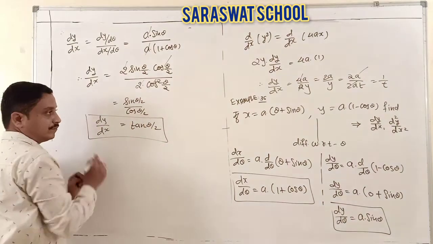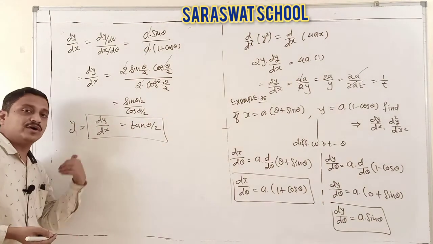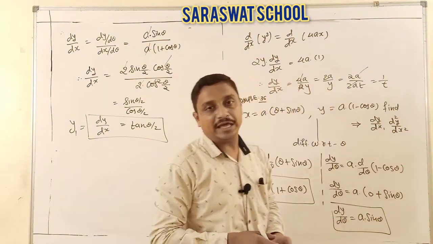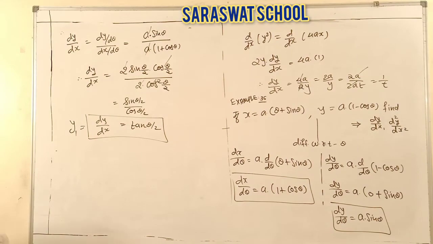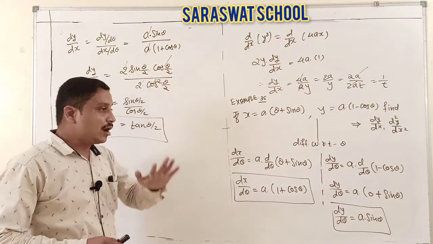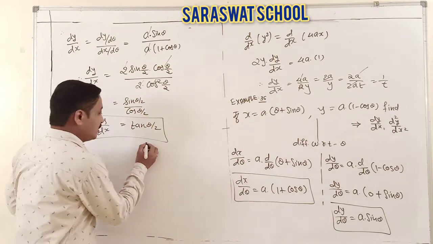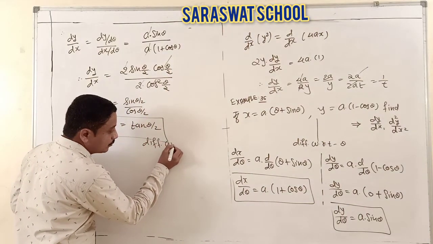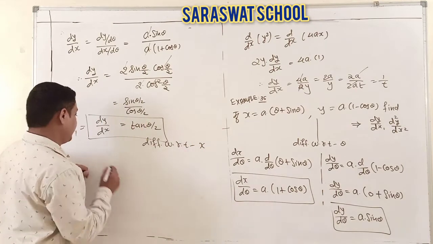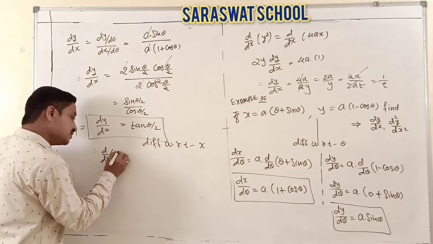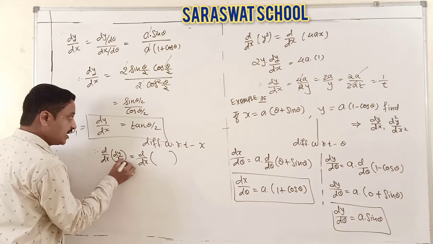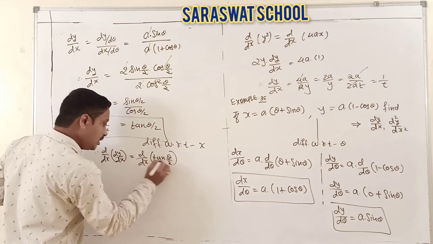Students, up to that, your first order derivative y1 is over. Now I go to the second order derivative. In your textbook, the question only asks for tan theta by 2 up to that. Yes, our answer is true. Now I go into the second order derivative. Differentiation with respect to x. Second order derivative, d by dx of dy by dx. And here tan theta by 2.